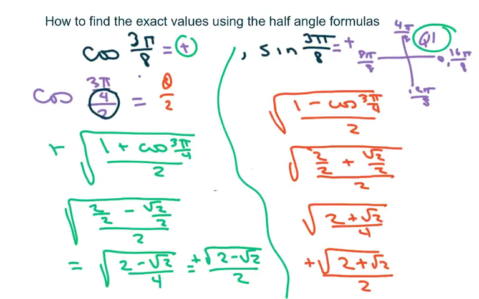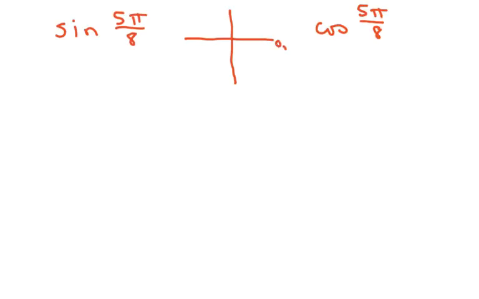Okay, we're going to do one more, and we're going to find sine of 5 pi over 8, and we're going to find cosine of 5 pi over 8. Like I said before, if you do your little chart here, going from 0 to 16 pi over 8, this would be 8 pi over 8, and this is 4 pi over 8. So we know that 5 pi over 8 is in quadrant 2.